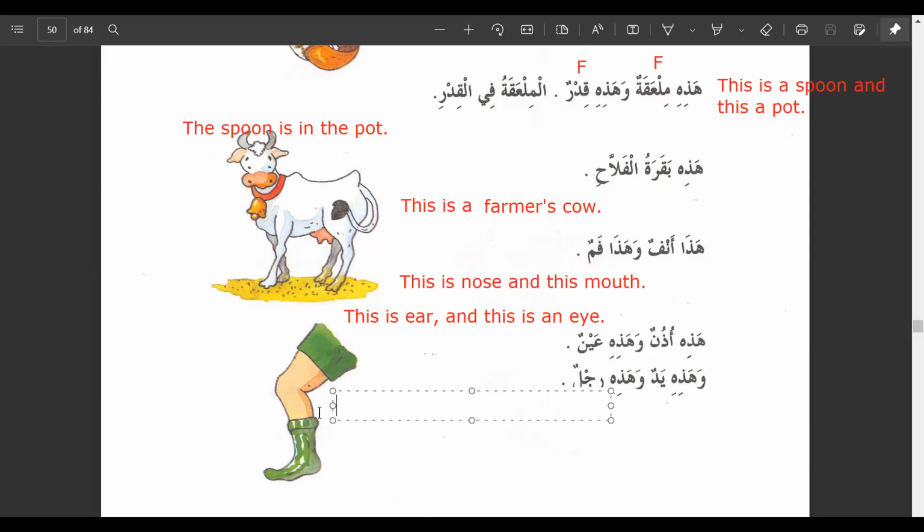Okay, then hadhihi yadun wa hadhihi rajulun. This is yadun. Yadun is hand, and this is hand, and this is feet. A leg. Okay. So that's how.